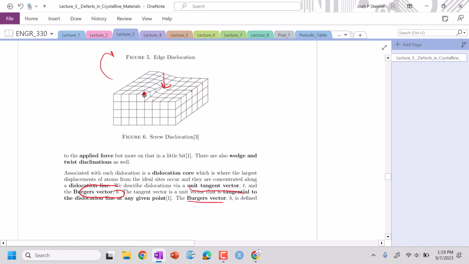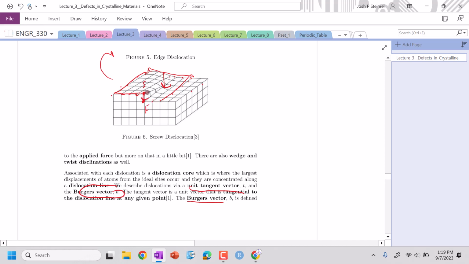So I'm going to wrap around. I'm going to go 1, 2, 3, 4. Then 1, 2, 3, 4, 5, 6. Then 1, 2, 3, 4, 5, 6, and 1, 2, 3, 4, 5, 6. And then I did 1, 2, 3, 4. So to close it, I need to do 1, 2. This was my start. This was my finish.